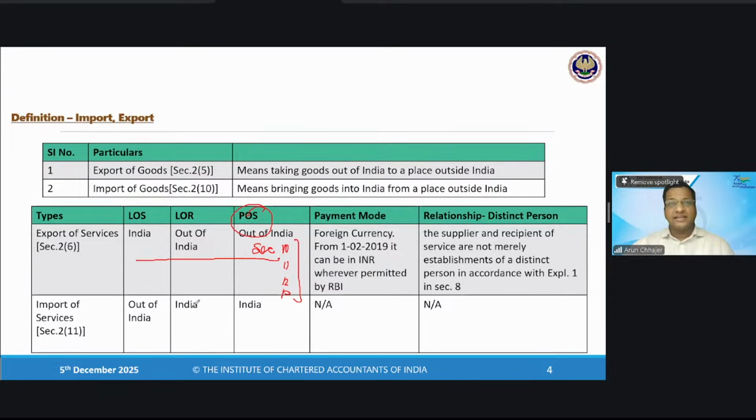The answer is IGST. I mean, I'm talking about the IGST Act only. So for place of supply, we all know that there are four provisions, 10, 11, 12 and 13. Which section will I apply to determine the POS in this case?